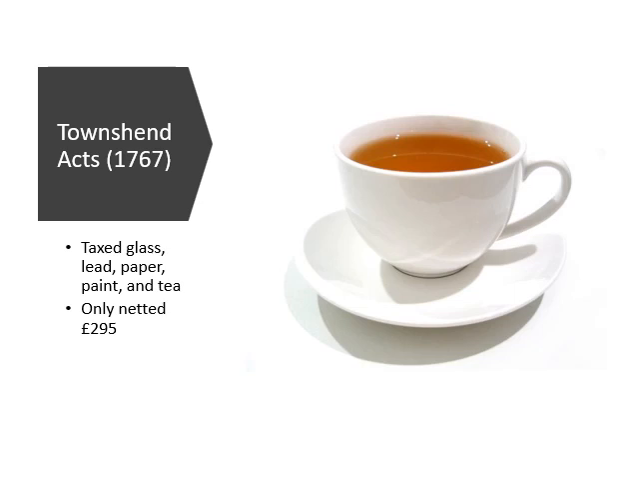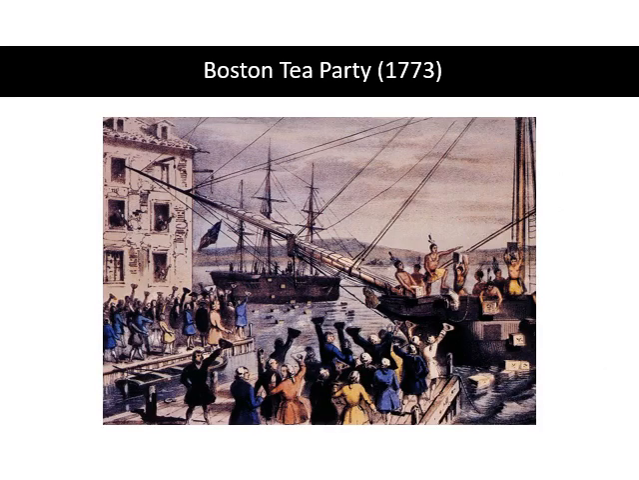the Townshend Acts. These taxed a variety of items, including glass, lead, paper, paint, and tea. But the Americans had already learned just to boycott it, so most of them did not even pay the tax, and it only netted 295 pounds, so a very minuscule amount. So to protest the Townshend Acts, the colonists would just protest by not buying British tea.